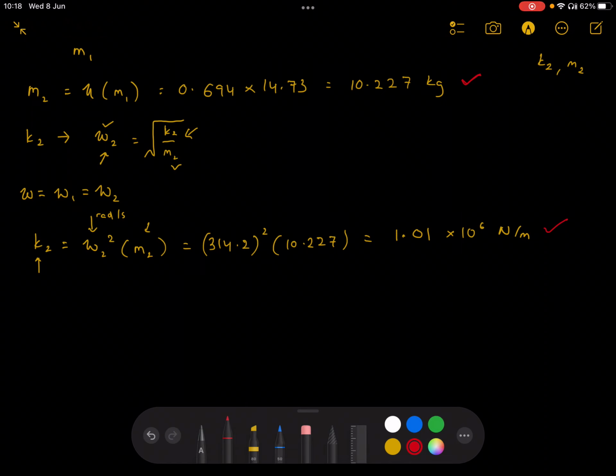Alright, so are we done now? Actually we're not done yet, because we must make sure the omega 1 and omega 2, when we put the absorber in, are outside the operating speed.